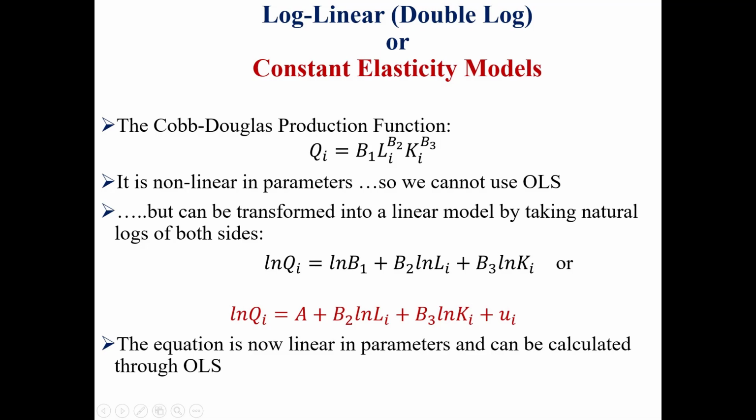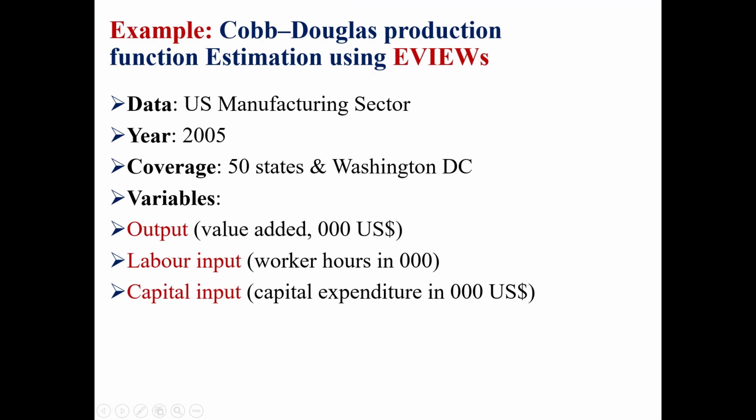In this video, I'm going to show you how we can estimate that. In order to estimate this model, we need data. The data I'm going to use is taken from the US manufacturing sector. It covers 50 states including Washington DC, so there are 51 observations, and it is from the year 2005. So it's cross-sectional data. The three variables we are going to use are output, measured as value added in thousands of US dollars, labor input, worker hours in thousands, and capital input, or capital expenditure, in thousands of US dollars. Now I'm going to demonstrate how we can do this in Eviews.